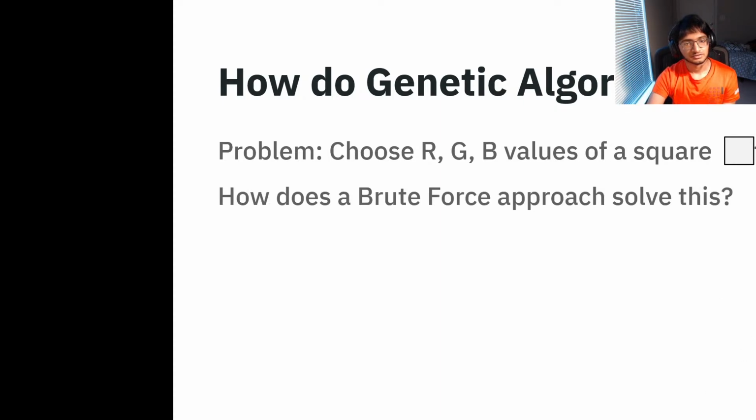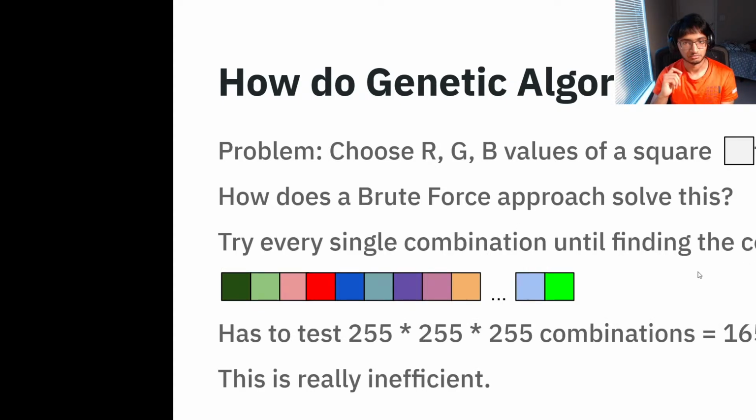So let's start with a basic example to lead you into how genetic algorithms work. Here's a problem where we have a square and we want to choose the RGB values of the square to get a green square. So how would a brute force approach solve this? A brute force approach would try every single possible combination until it finds the correct one. So it'll go through red, green, blue, dark green, navy, whatever, and in the end it has to test 255 times 255 times 255 combinations, which is a lot of combinations. Over here I think it's like 16 million. And this is obviously super inefficient, so you want to do it in some smarter way.